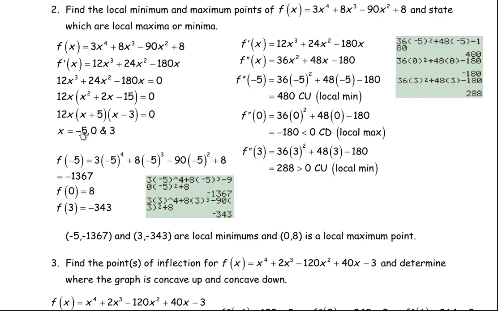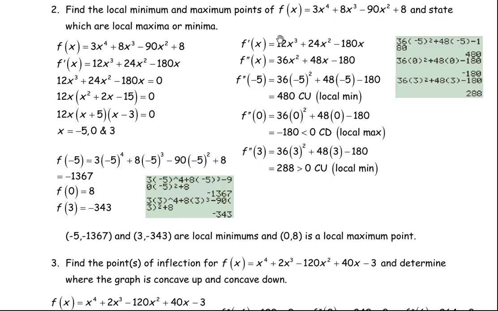We set x plus 5 to 0, we get negative 5. And x minus 3 set equal to 0, we get positive 3. So there's 3 places where there are potentially local minima or maxima or critical points. And so I'm going to use the, well actually I'll find the function values for them first.